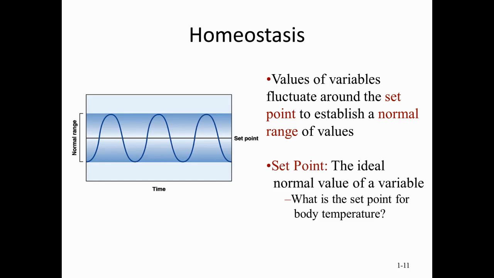So again, the set point's the ideal normal value for a variable. And like for instance, if we look at the set point for body temperature, what is a normal body temperature? If you'd guessed 98.6 Fahrenheit or 37 degrees Celsius, then you'd be correct. Now, some people run a little bit below that. Okay, while the ideal set point is that 37 or 98.6, some people fall outside of that, still considered within a normal range, but it deviates a bit from the set point.